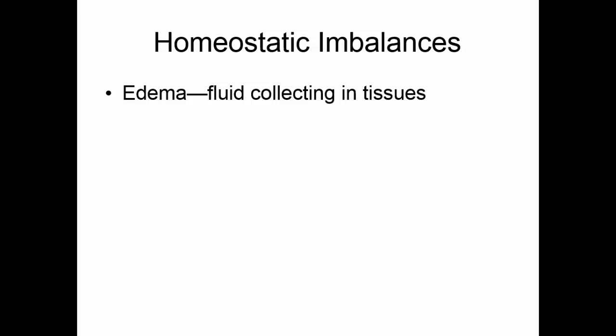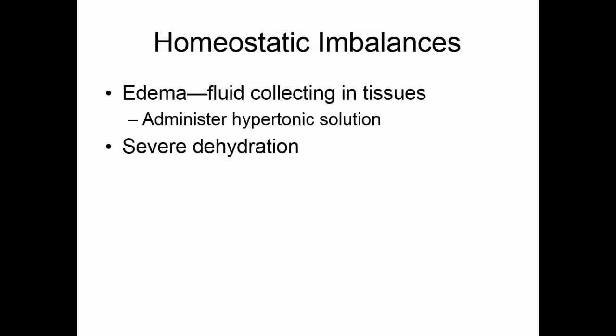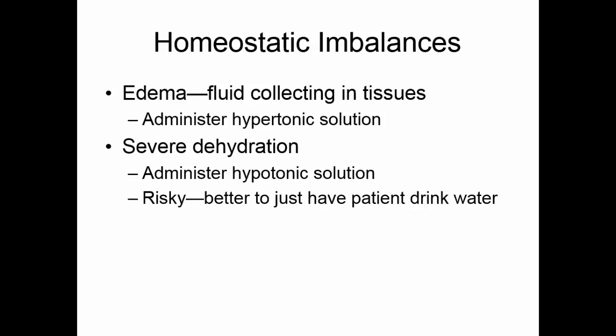There are various homeostatic imbalances that occur with body fluids. One is edema. In edema, fluid collects in the tissues. This can be treated by administering a hypertonic solution. We make the blood more concentrated than normal. This will pull fluid out of the tissues and into the blood to try to dilute that hypertonic solution. Individuals with severe dehydration need fluid. We can administer hypotonic solutions to them to rehydrate the tissues, but this is very tricky and very risky. It's really better to rehydrate them by just having them drink water.